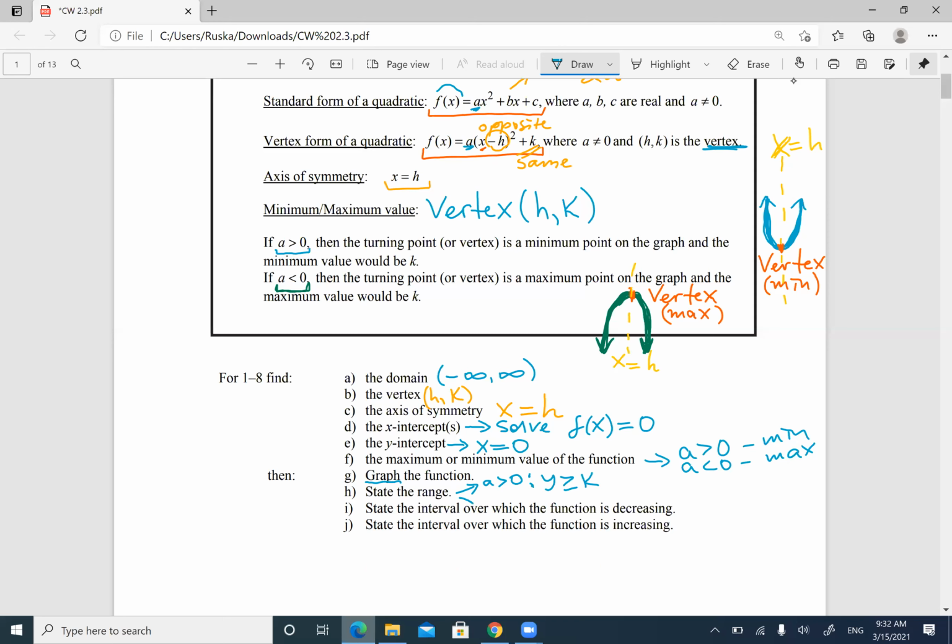And if a is negative, the range is going to be y is less than or equal to k, because the graph is going down, right? So that's the range. And then the interval where the function is increasing and decreasing, we're going to do that also in a minute. Okay? Again, you have greater than 0 or less than 0, depends which one you have.